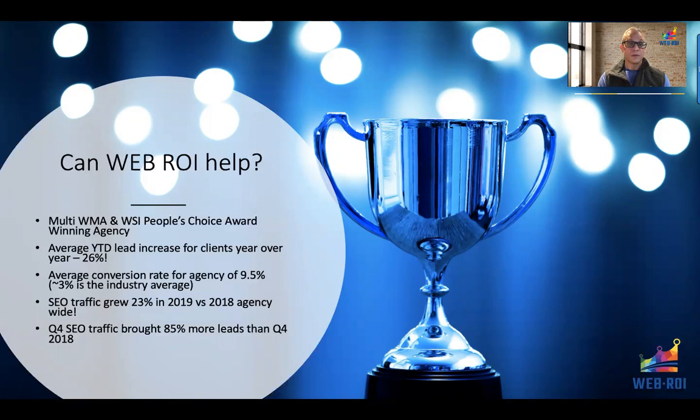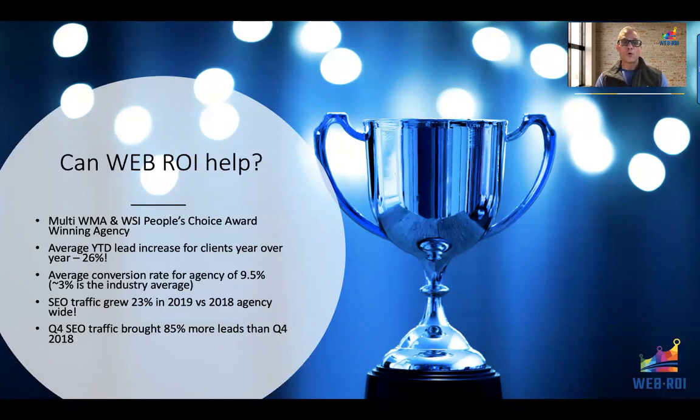Conversion rate overall, the overall average for our agency is 9.5%, compared with an industry average of just over 9%. We have some clients that are converting into the high teens and some clients that are in the lower ranges of 5 or 6%. However, overall, our conversion rates are much higher because we follow these principles. Our search engine optimization traffic for our clients' websites grew 23% in 2019, year over year, compared to 2018. That's because of the constant effort that we're putting forth on search engine optimization for our clients.